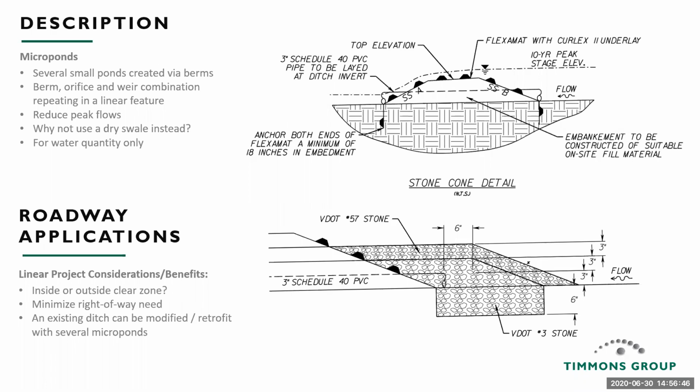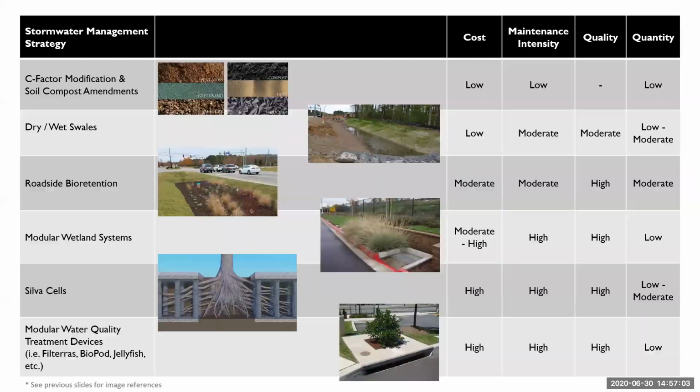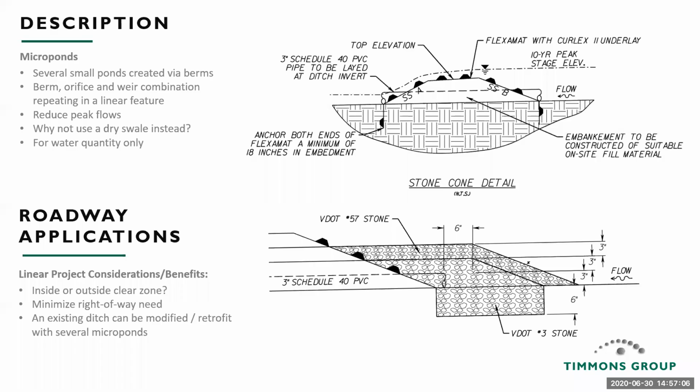And you might be wondering, why not just use a dry swale? Dry swales are typically used when nutrient credit purchase is not an option. They're more expensive and they require more maintenance. These micro ponds are typically used when you are able to purchase credits, but just need to meet water quantity requirements. They can be designed close to the road to minimize your right-of-way needs. For instance, an existing ditch can just be modified or retrofit with these. If you need more detention, you can turn a V-ditch into a flat bottom to gain more detention.